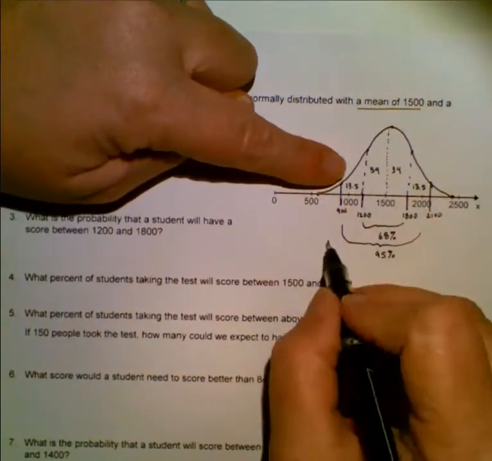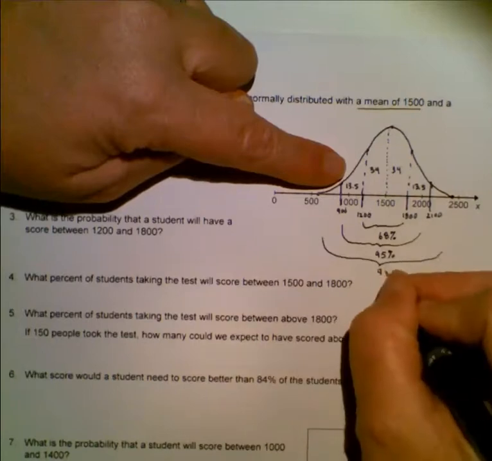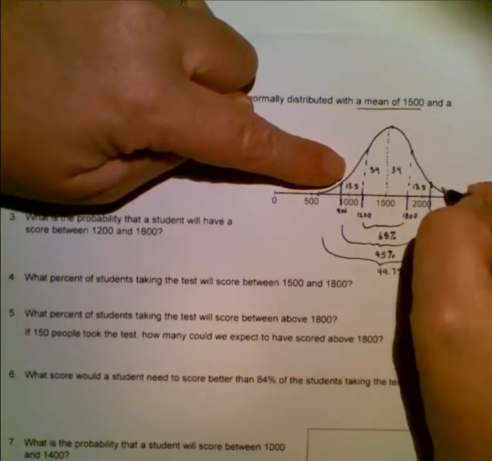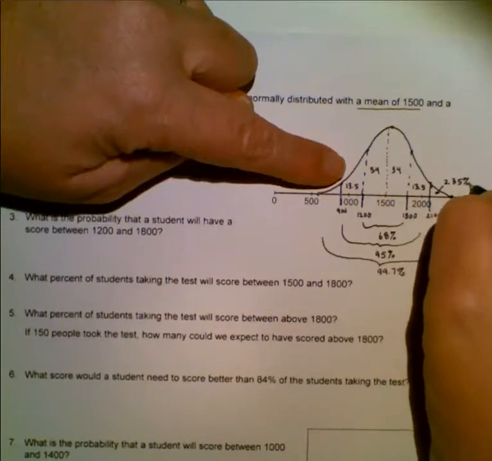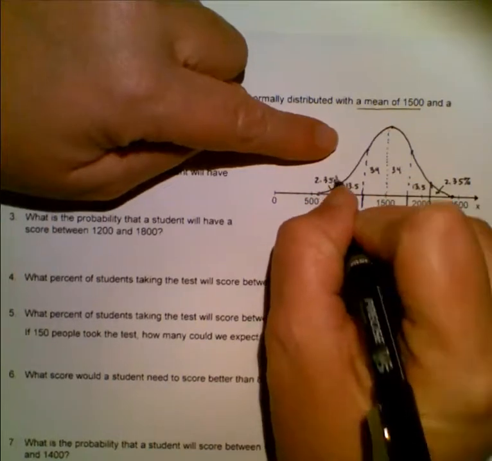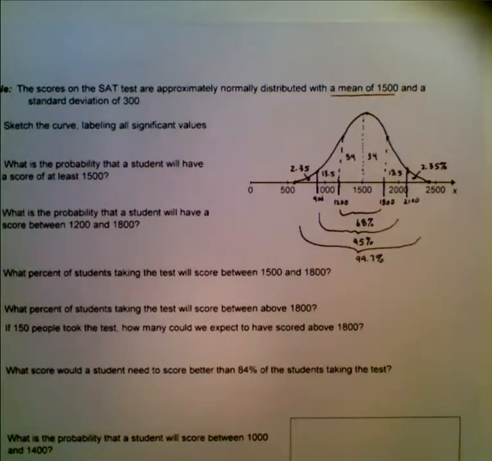And then if I go all the way out 3 standard deviations, I'm going to have 99.7% of my data. And that means that this little piece is going to be about 2.35%, and this little piece is going to be about 2.35. So all of that's from our empirical rule that we did at the beginning of class the other day.